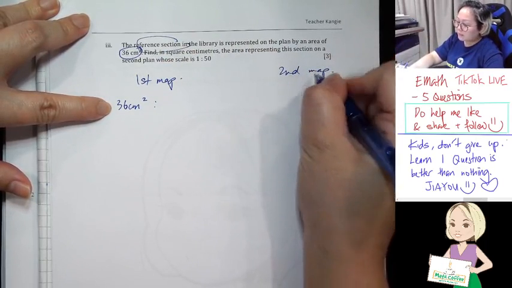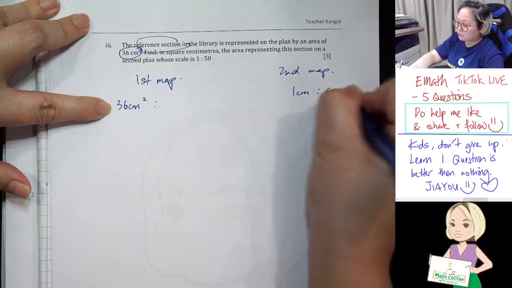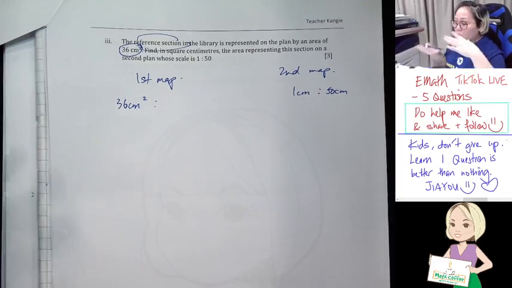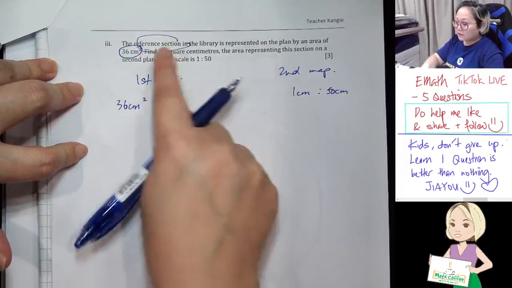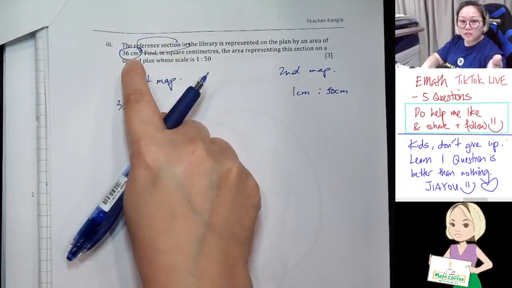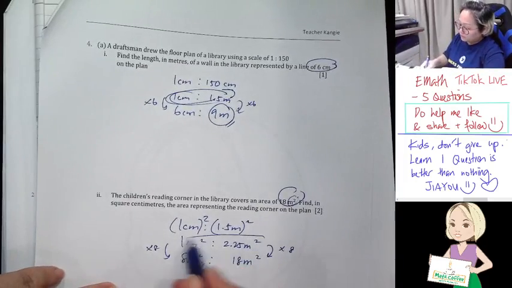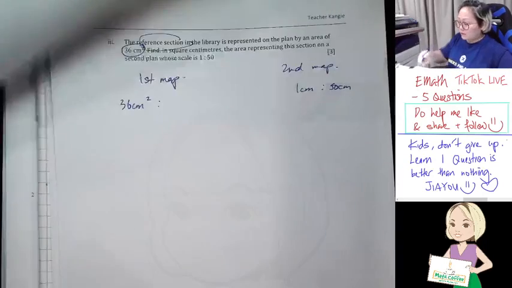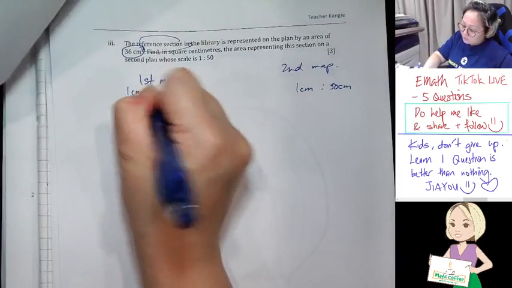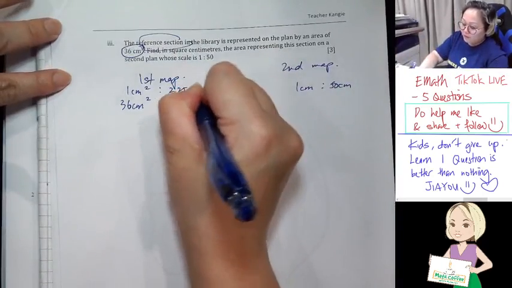And this time round, the second map is using 1 cm is to 50 cm. Okay? So now, the first thing you need to find out is, what is the actual area of the reference section? The 36 cm square is based on that scale from just now. So we take the area one and bring it over: 1 cm square is to 2.25 meter square.